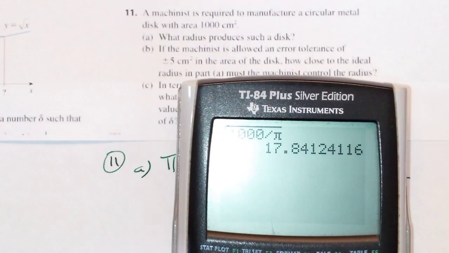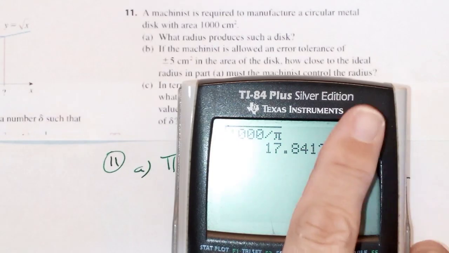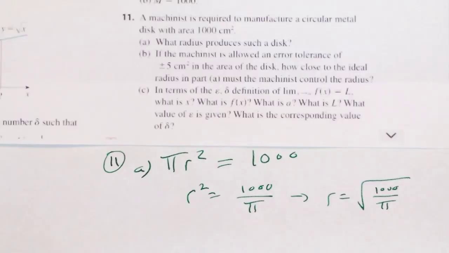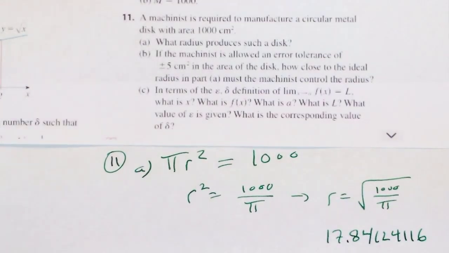Because technically, this is an irrational number. It should never terminate. It should never repeat itself. This number should keep going on and on and on with more decimal places, however many I want. I'm going to write all 8 of these decimal places for the moment: 8, 4, 1, 2, 4, 1, 1, 6. If your calculator goes out to more decimal places, write them all down for right now.